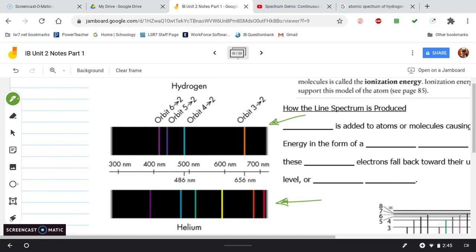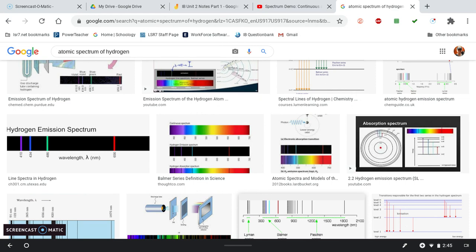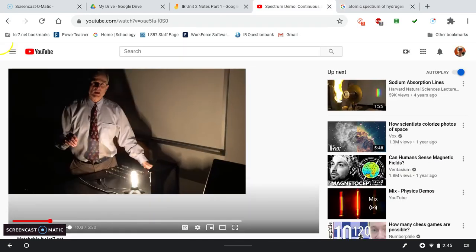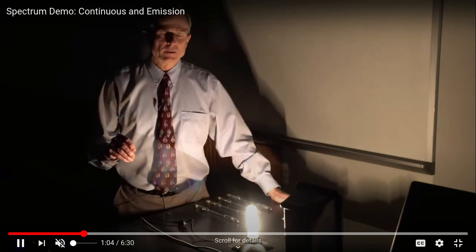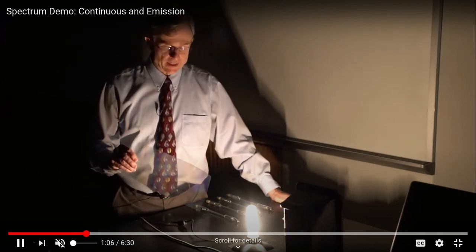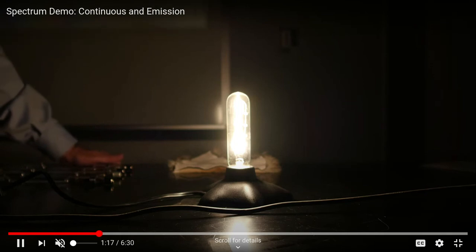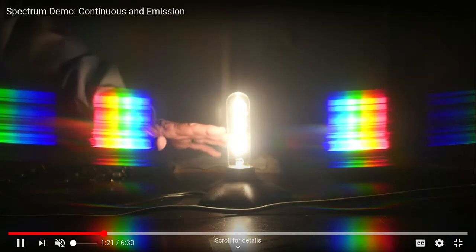Now, I'm going to show you a quick video on this. We're going to mute it a little bit because I don't think you need the sound, but we'll go through this and I'll talk through it. This guy is basically going to play with a spectrometer. And right here with this light, that's the continuous spectrum.